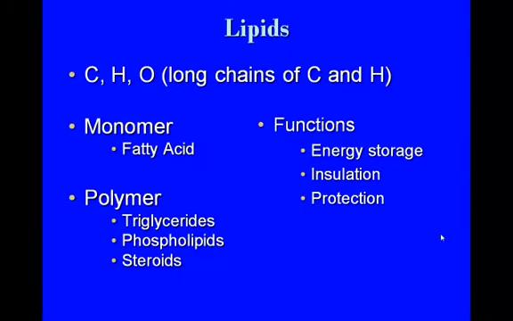Alright, let's move on to the lipids. Lipids are carbon, hydrogen, and oxygen. This time they have longer chains of carbon and hydrogen. That makes them different from carbohydrates. Now, the monomer here is a fatty acid and glycerol. Now, remember, monomer means one. So a polymer would be multiple ones. These would be your triglycerides, phospholipids, and steroids. Now we're going to be talking a little bit more about those in a second.